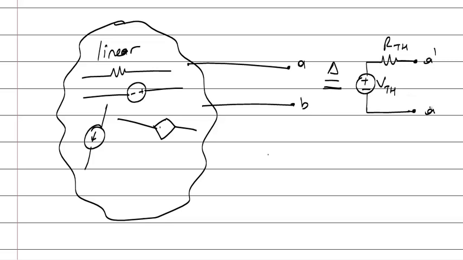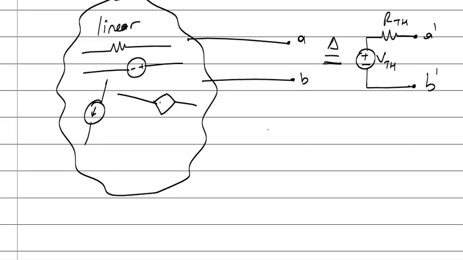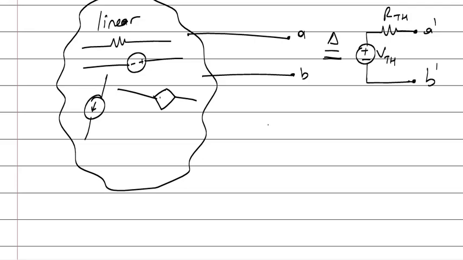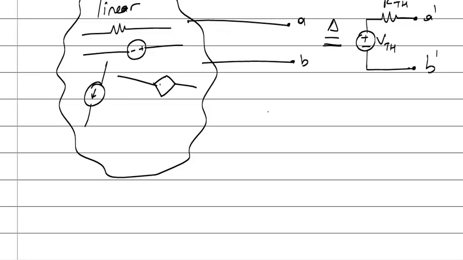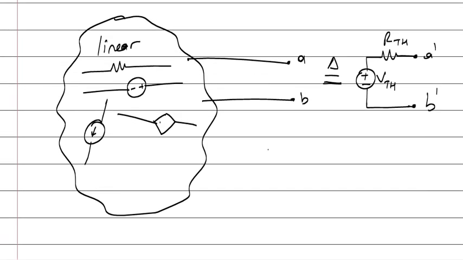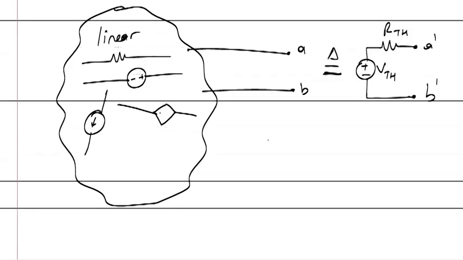A prime and B prime. They will be equivalent. You can replace this huge circuit with its Thevenin model. But what you do is to select proper values, the Thevenin voltage and Thevenin resistance. How to calculate the Thevenin voltage and Thevenin resistance?